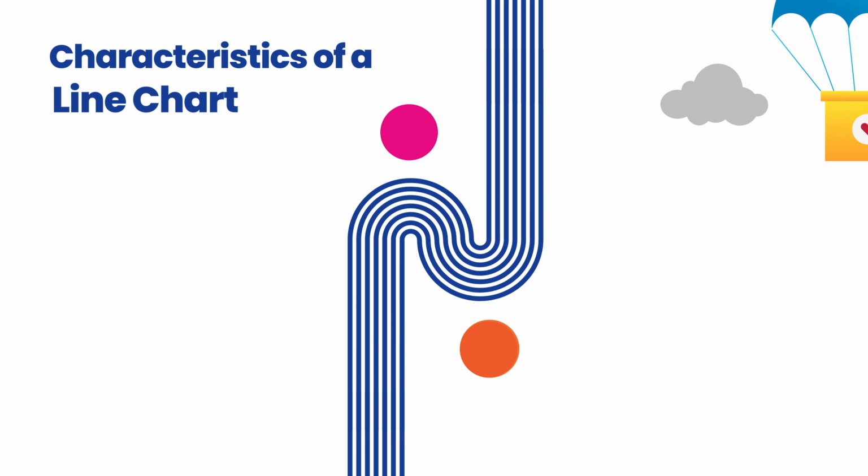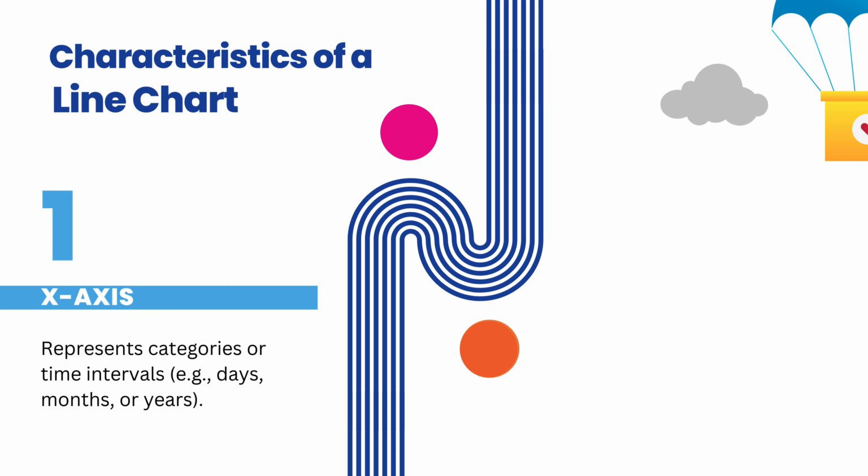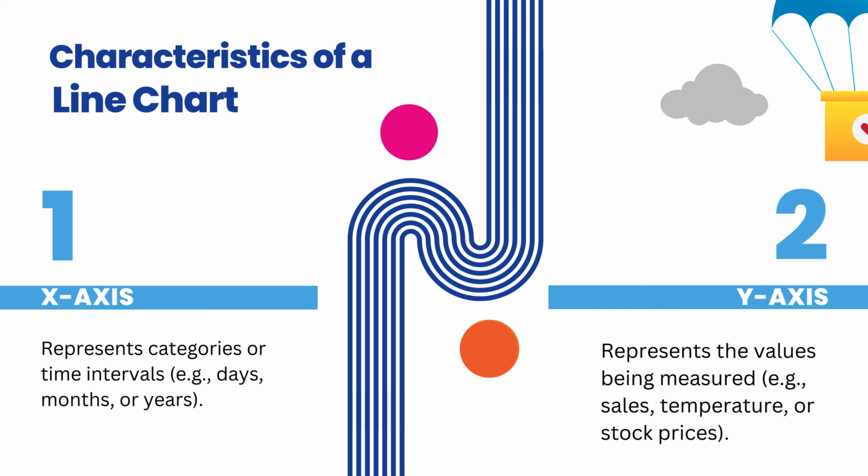Characteristics of a line chart. First, x-axis: it represents categories or time intervals, for example days, months, or years. Second, y-axis: it represents the values being measured, for example sales, temperature, or stock prices.